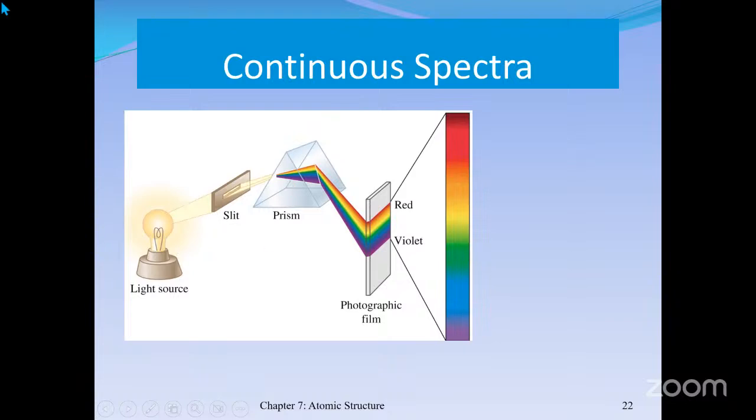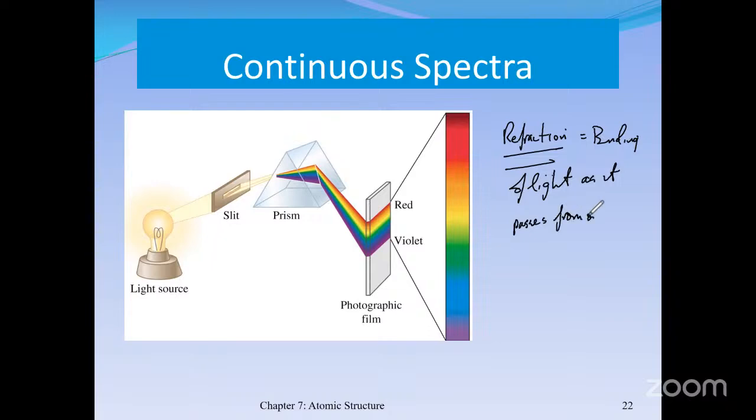Let me write that term down here. We call this refraction. Again, if you're going to do physics, you're going to meet this term. Refraction basically is the bending of light as it passes from one medium to another. So basically, the different colors of light will be refracted to different extents, and therefore you have the different colors separated on that basis.